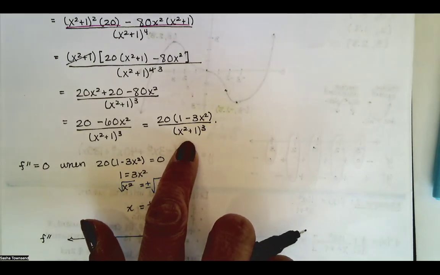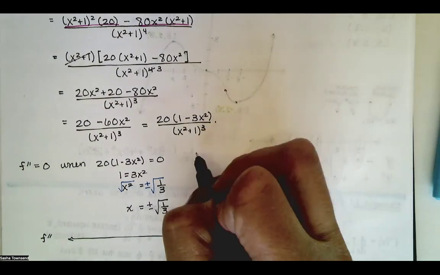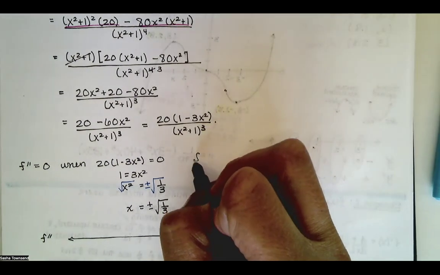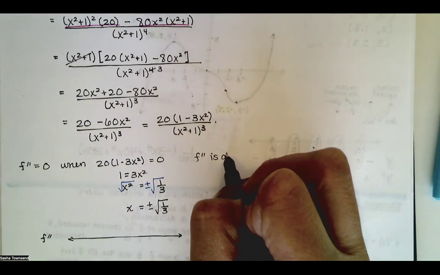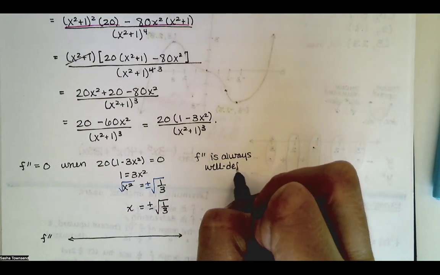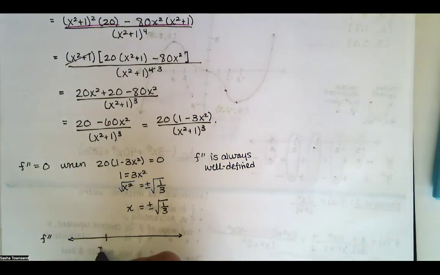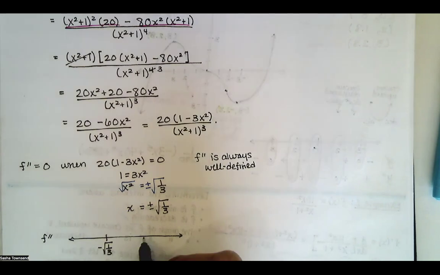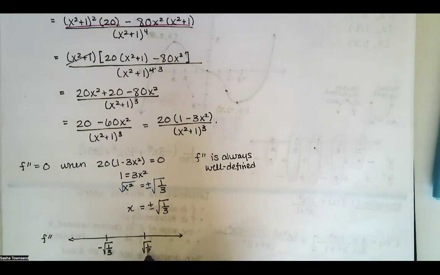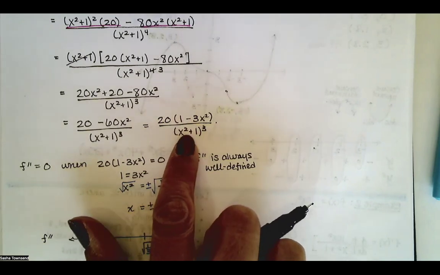X squared plus 1 is always greater than 1. When we cube it, it's still greater than 1. So let's say f double prime is always well defined. So we're fine there. So these are the only numbers that go on our number line for f double prime. And f double prime is 20 times this divided by that.